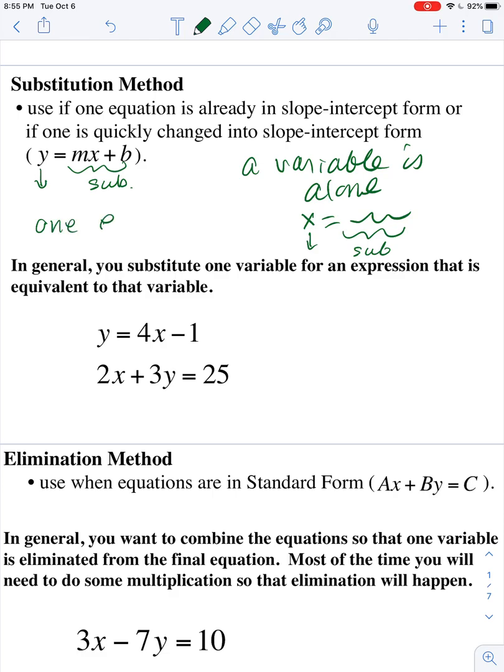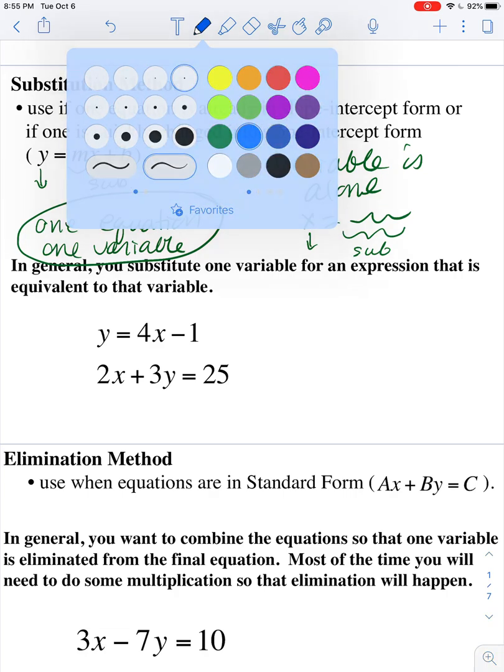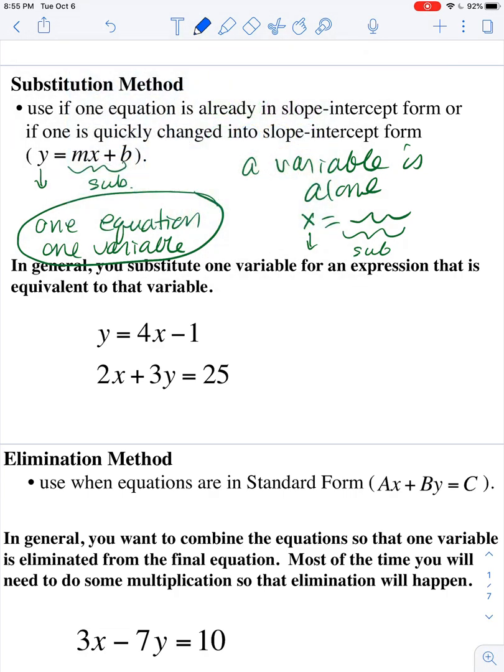What we are always trying to do is get one equation with one variable. We can't solve for two variables at one time. We just can't do it. So we're going to try to find a way to get one equation with one variable so we can solve it. I'm feeling more festive than green, so we're going for blue. So in general, what we're going to do is substitute, like I said, an expression.